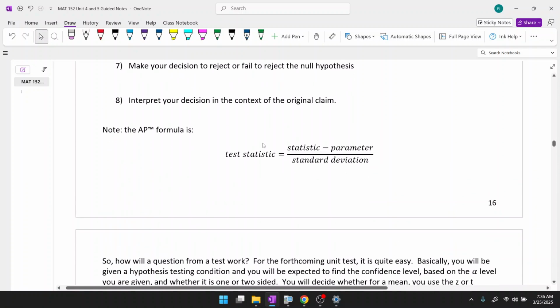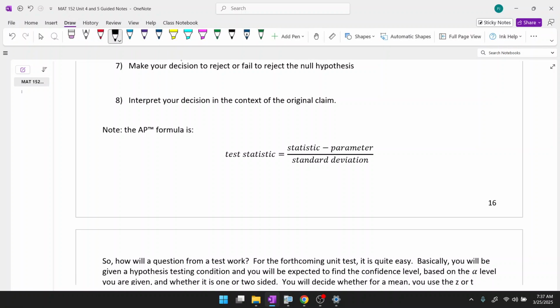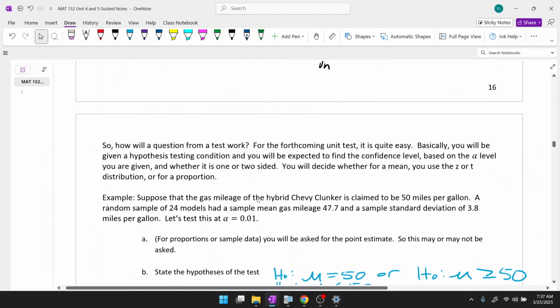Now, I throw in this AP formula to show you the generalized version. The statistic is, in our case, the sample mean. The parameter is the claimed value. The standard deviation is the standard deviation divided by the square root of the sample size. The formula is going to be slightly different when we get into T a little bit later, but for now, we're sticking with Z.